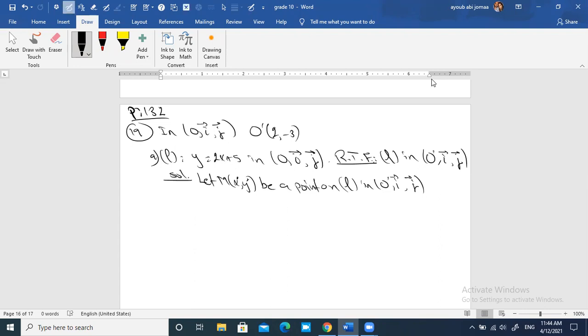So we use the point, okay, be a variable point on this line in this system. I have to write a relation between x prime, y prime. That's it. Okay, continue. What is x prime? x prime equal.